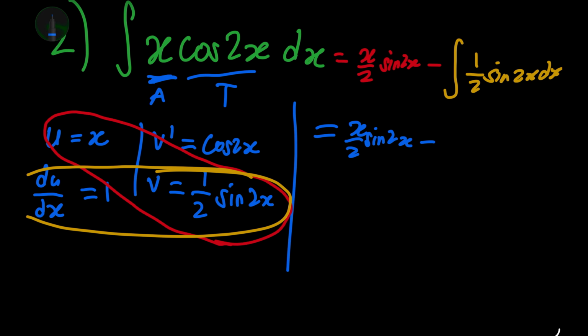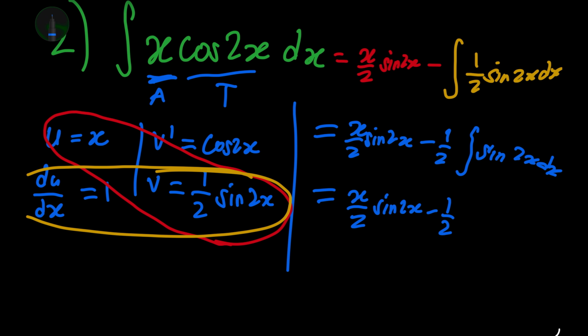Again, we can use the same rule. So we can bring out 1 over 2, and it becomes the integral of sine 2x dx, right? The integral of sine 2x will be negative cosine. So be careful about that. It's not the derivative, it's the integral. So it will be negative cosine. So we get x over 2 sine 2x minus 1/2 negative 1/2 cosine x plus c.